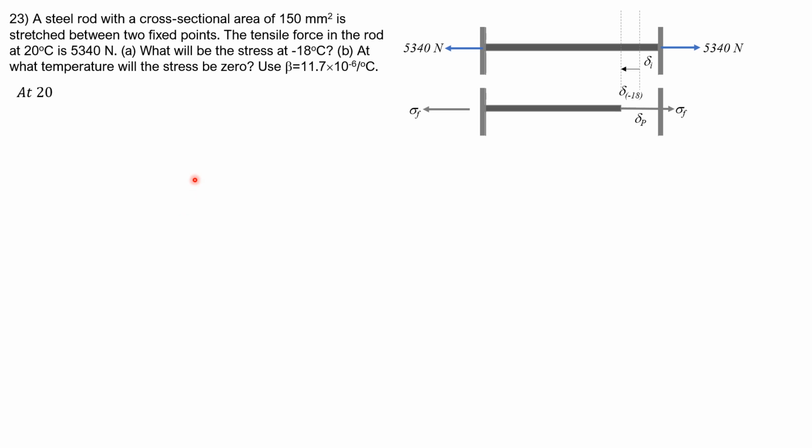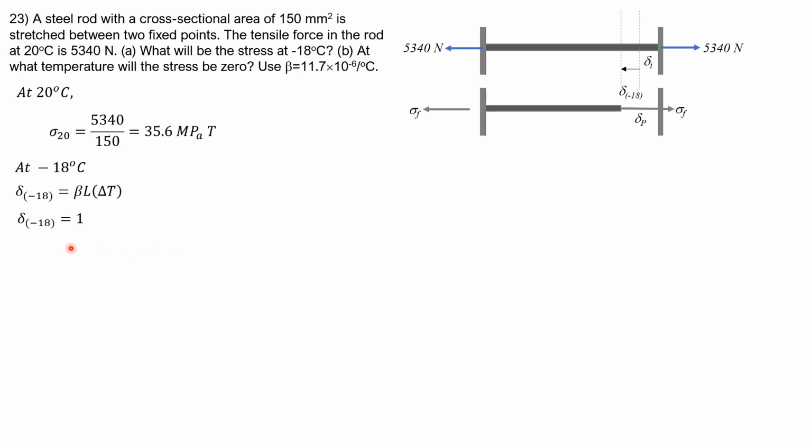So at 20 degrees Celsius, stress at 20 degrees Celsius is force over area, 150. So it is 35.6 megapascals tension. Then at negative 18 degrees Celsius, delta T is negative 18 minus 20. So negative 38. So it means that it should contract. So beta L delta T, or balat, so that you can easily recall it.